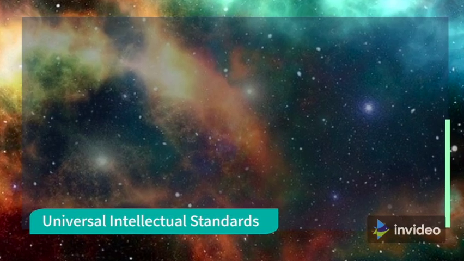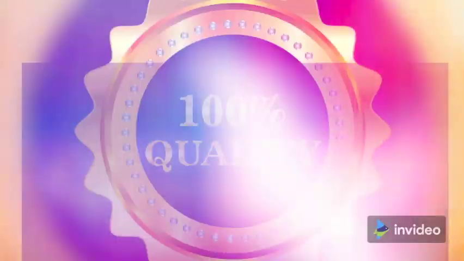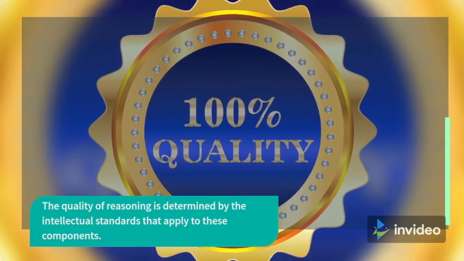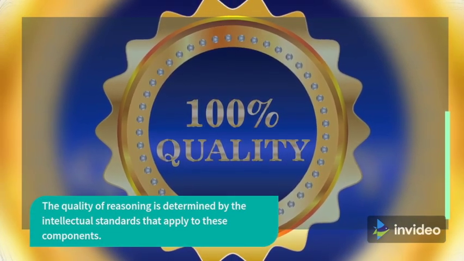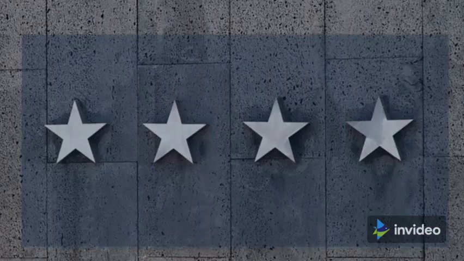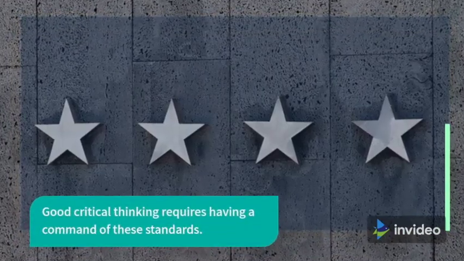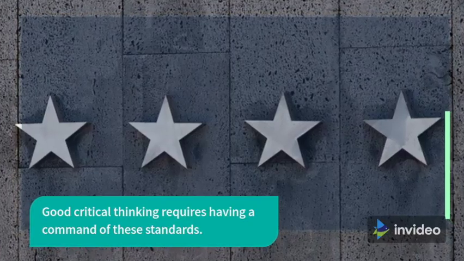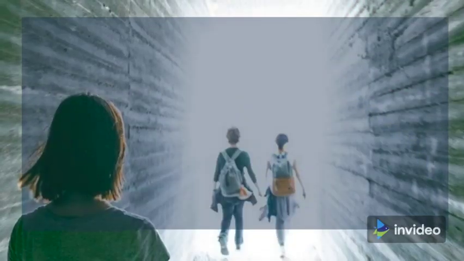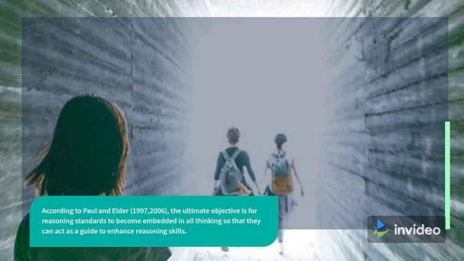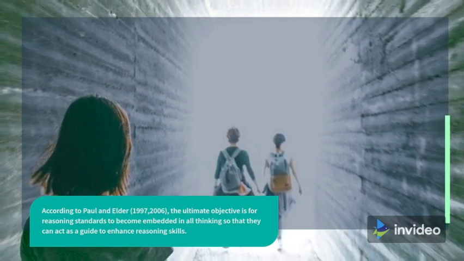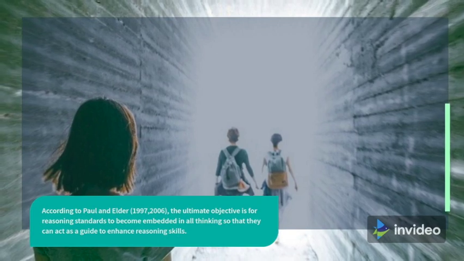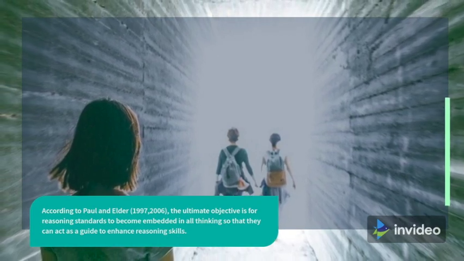The universal intellectual standards. The quality of reasoning is determined by the intellectual standards that apply to these components. Good critical thinking requires having a command of these standards. According to Paul and Elder, the ultimate objective is for the reasoning standards to be embedded in all thinking so that they can act as a guide to enhance reasoning skills.